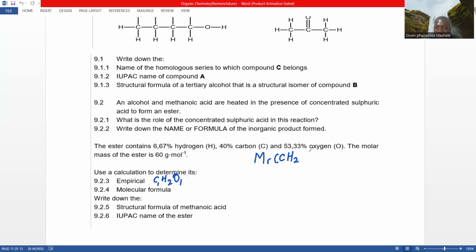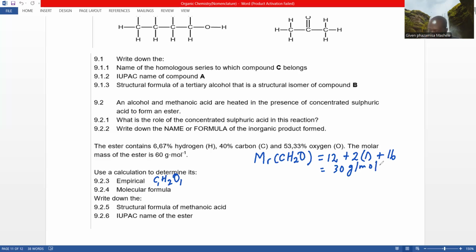CH2O. Then to do that, we are going to add the atomic mass of one atom of carbon, which is 12, plus 2 times the atomic mass of hydrogen, which is 1, plus the atomic mass of oxygen, which is 16. So when we add, this will be 30 grams per mole. So this is the molar mass of the empirical formula.